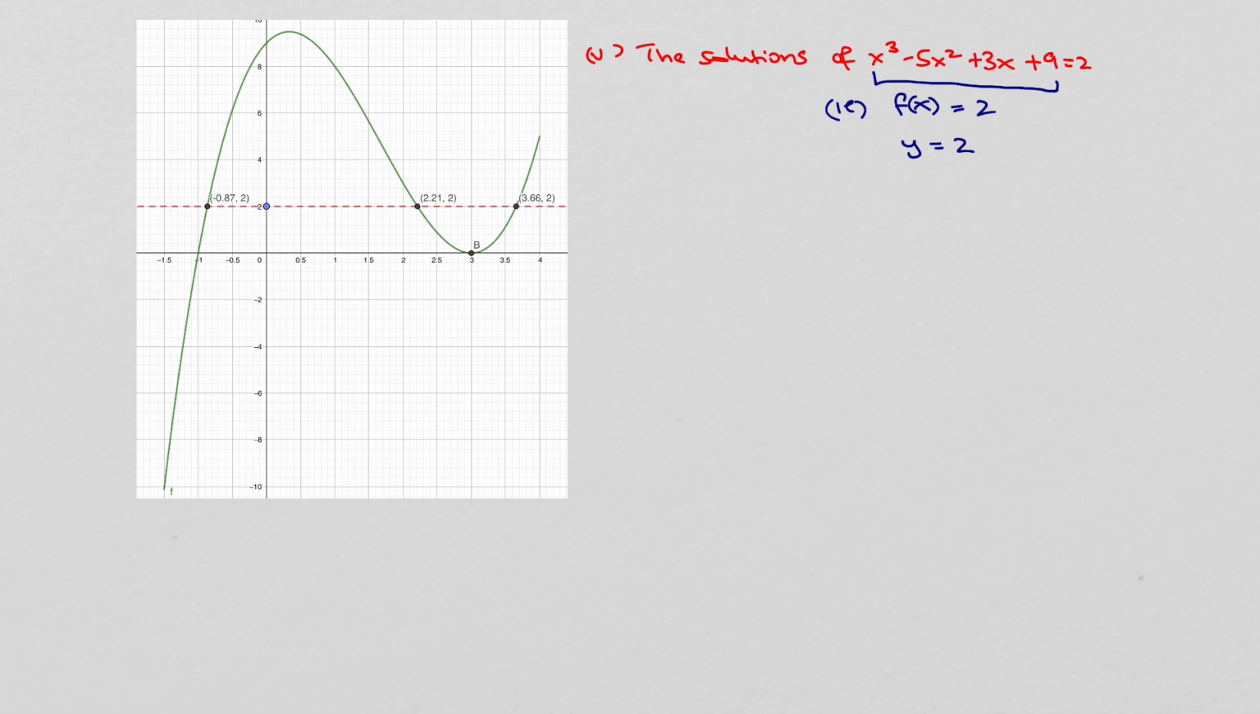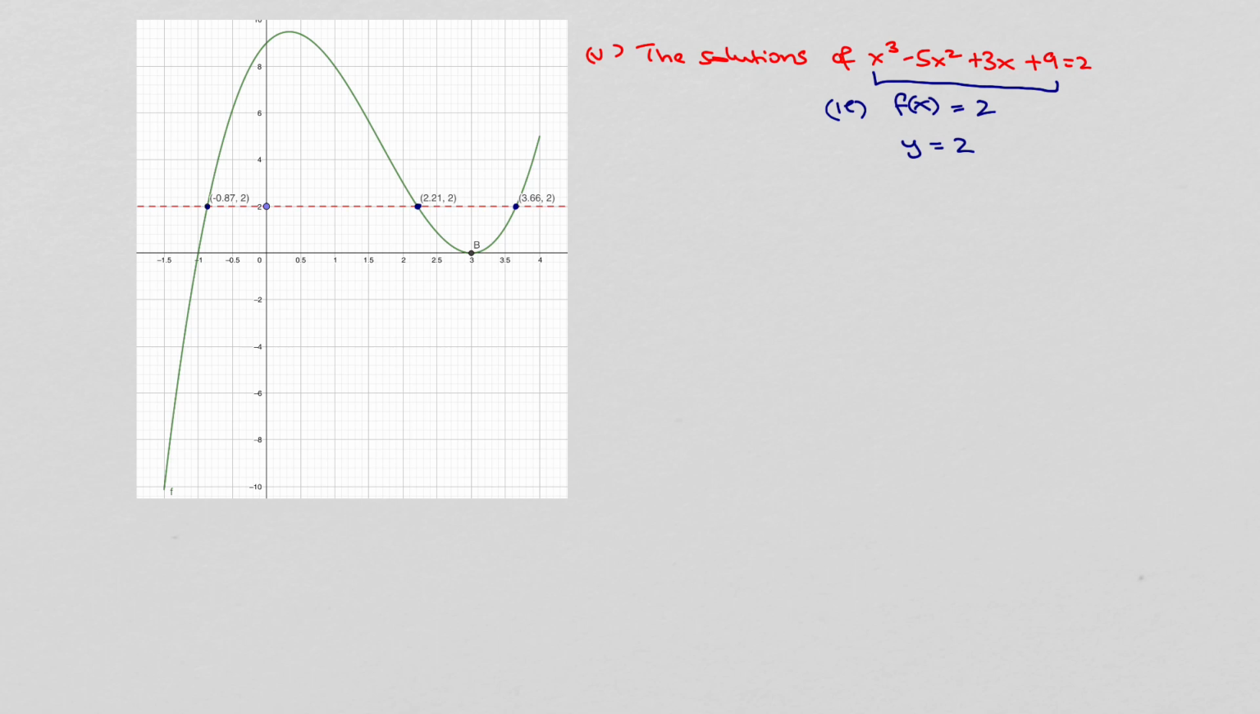So once we draw this line parallel to the x-axis, we can see that it cuts the graph in 3 places. So it cuts it at approximately minus 0.872, at approximately 2.212, and at approximately 3.662. Now, of course, I have graphed this using GeoGebra, and therefore I'm getting answers correct to 2 decimal places. But for you, from your graph, you'll probably just get approximations. So therefore, 1 decimal place would be more than enough to write your answers down.